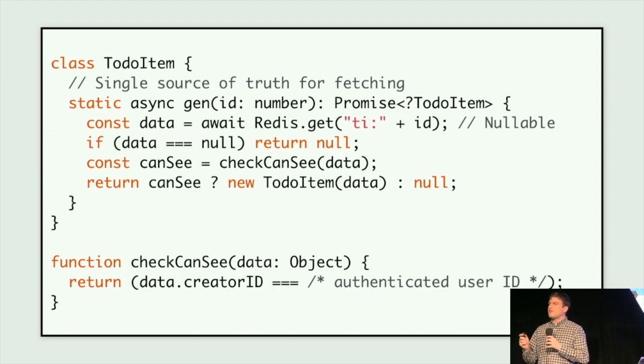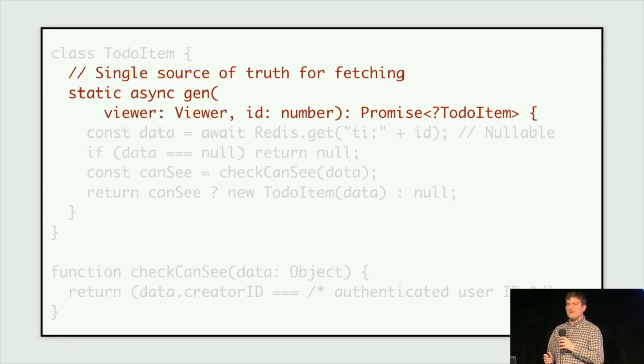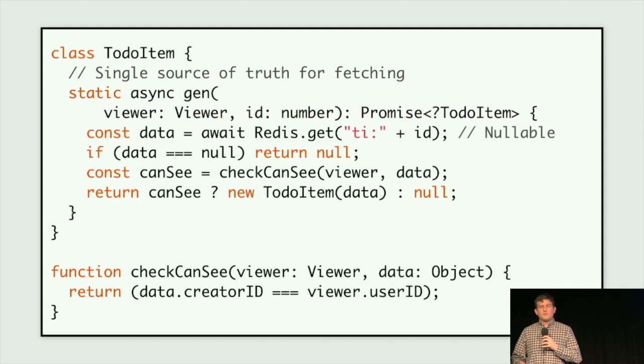And this actually exposes a flaw in the API that we created. We said this is the single source of truth for fetching. You want to generate a to-do item and you want to pass an ID. I claim that's not enough. I claim that this isn't actually the function signature that you want. Because if you're fetching a to-do item and our to-do items have authorization logic behind it, you can't just tell me the ID. You also have to tell me who you are. You have to say, I am this particular viewer and I am trying to fetch this ID. And then and only then can I either say, yes, you can have this to-do item, or no, you're not allowed to see that.